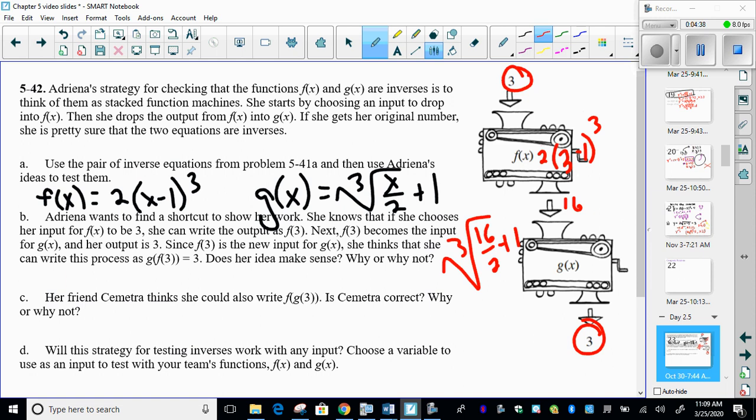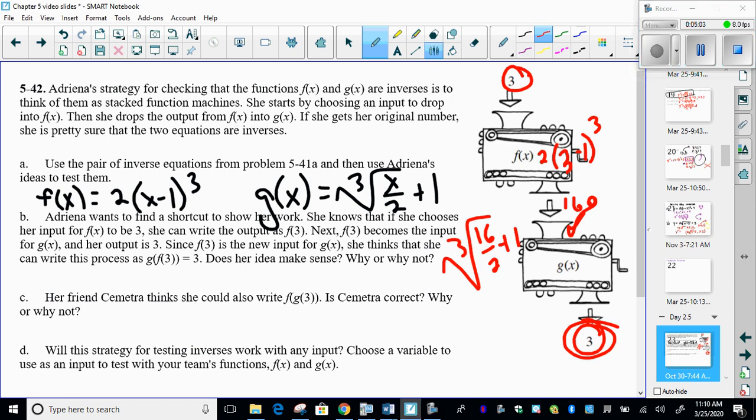So when I put in 3, I got 16 as my output. 16 became my new input into this function, and my output became 3. It's the same thing. Pretty handy, huh? Notation-wise is important because we're putting in f of 3. Therefore, understanding what you're going to get out each time is with notation, this is the part that I want to focus on.